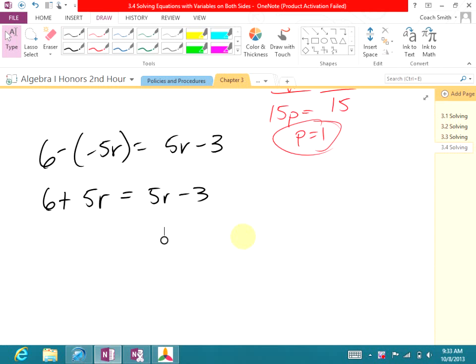You can change the plus and negative right there to plus negative 3. Now, I take the 5r over here. It becomes a what? Negative 5r. So what is 5r plus negative 5r? 0r.